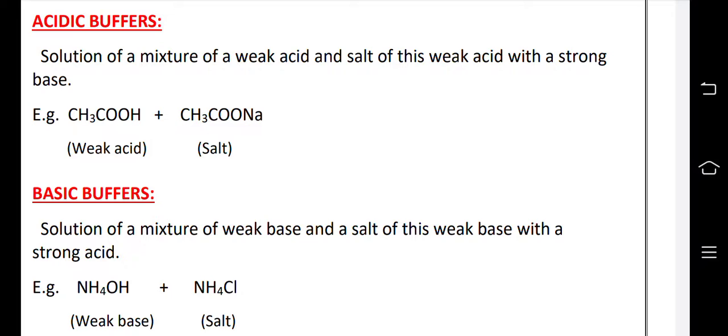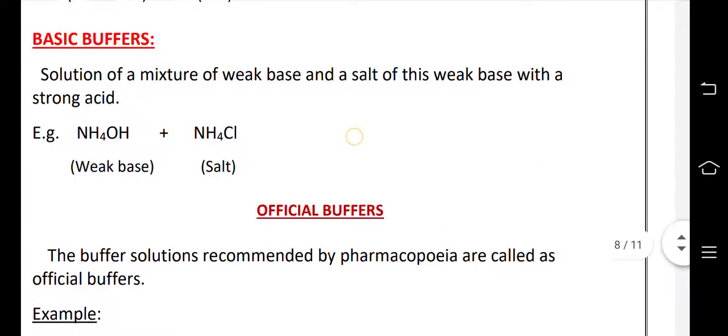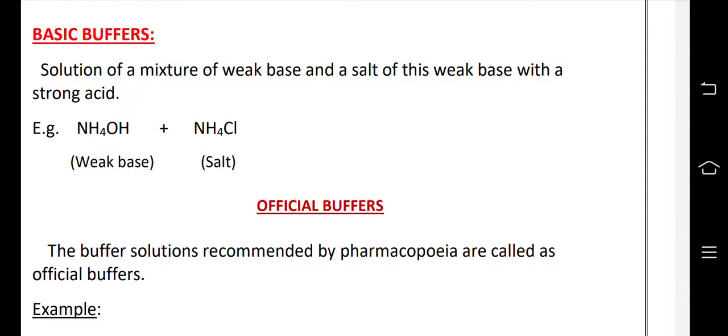Acetic acid is a weak acid, so it is a mixture of a weak acid and a salt of the weak acid. So it is a mixture of acetic acid and its salt, that is sodium acetate. Now coming to basic buffers. It is a solution of a mixture of a weak base and a salt of this weak base with a strong acid. So ammonium hydroxide is a weak base and it is a mixture of this weak base and a salt of this weak base, which is ammonium chloride. So this is basic buffer.